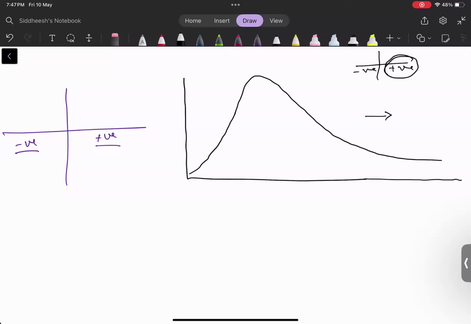Remember this trick to remember positive and negative skewness. If the tail is more toward the right side, more toward the positive side, then this is a positive skewness graph. Yes or no? Simple things.